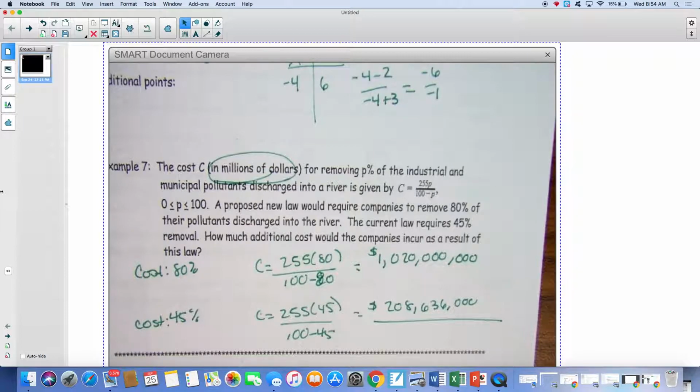And what's the additional cost going to be? What do I do to find that? Do I add them? You subtract. It's going to cost them $811,364,000 to remove. So whatever this company is making, what's going to happen to the cost of its product? It's going to go up.